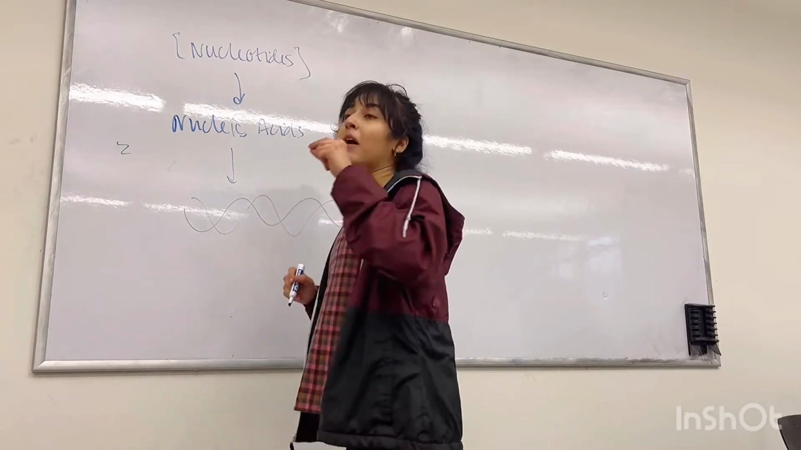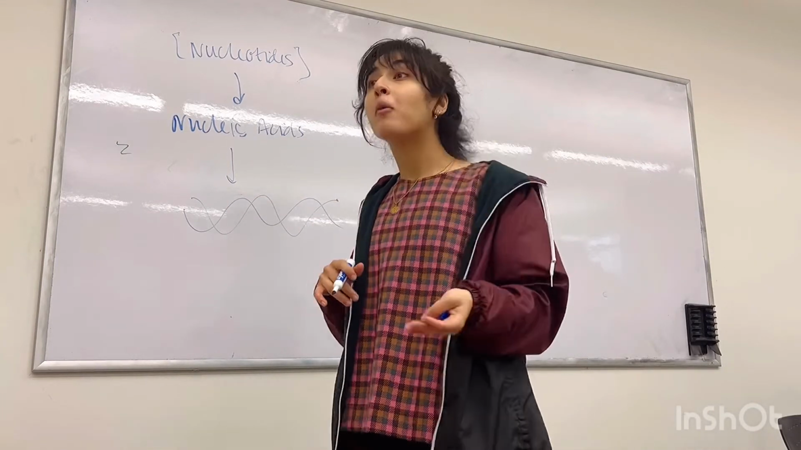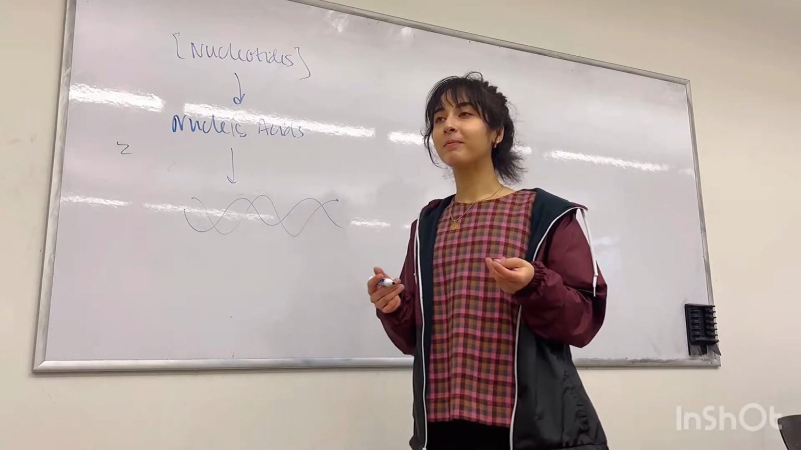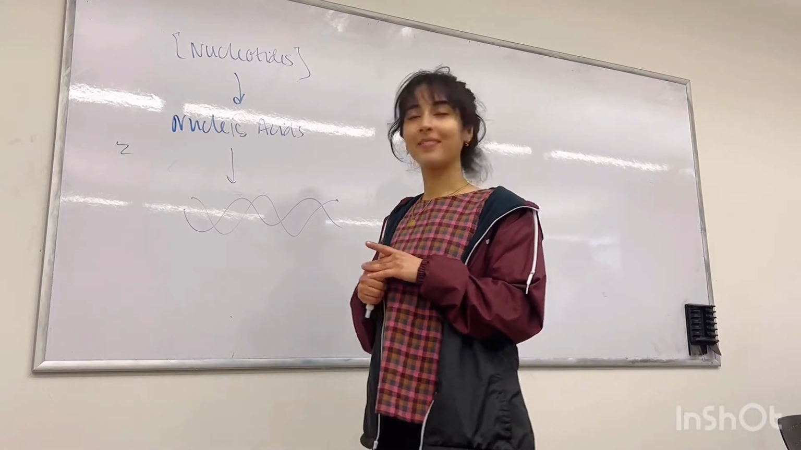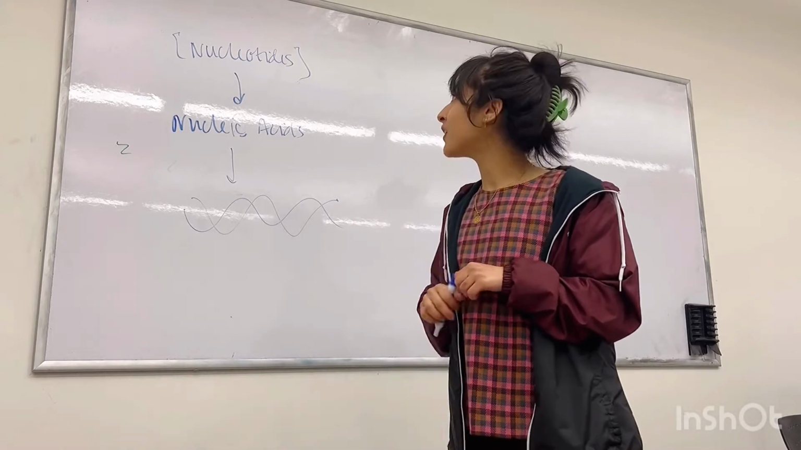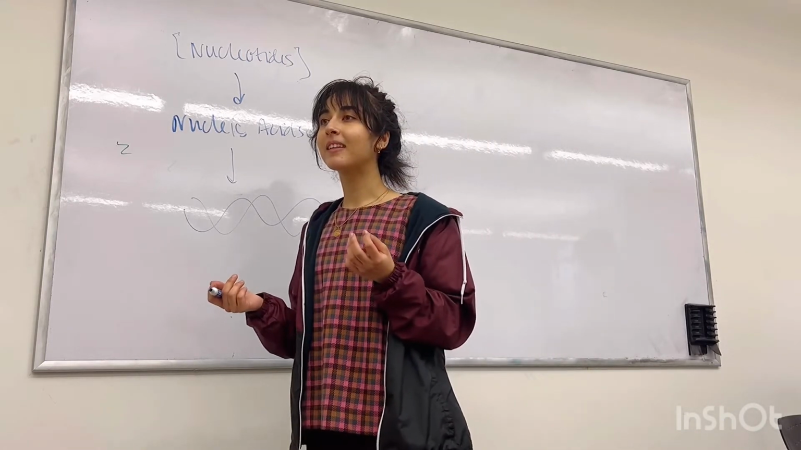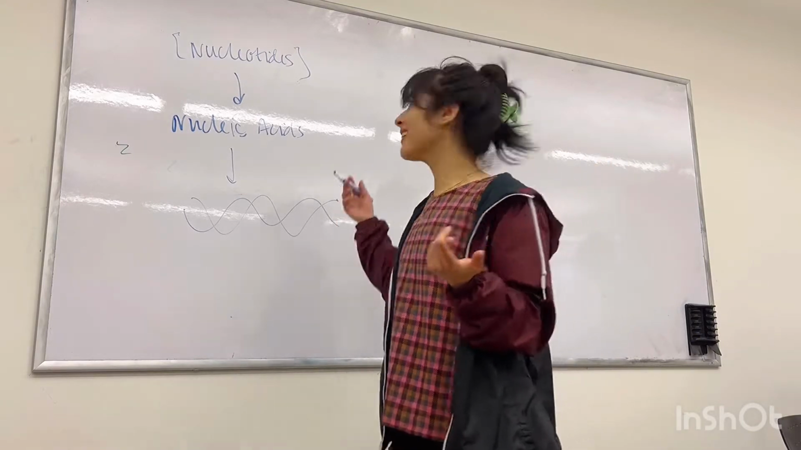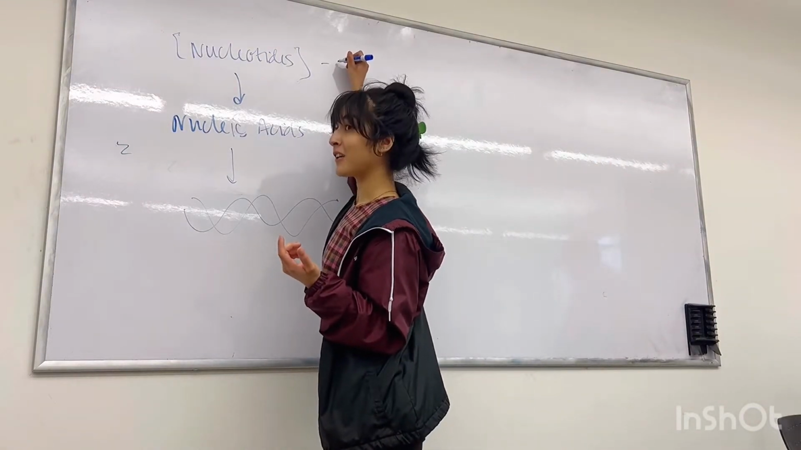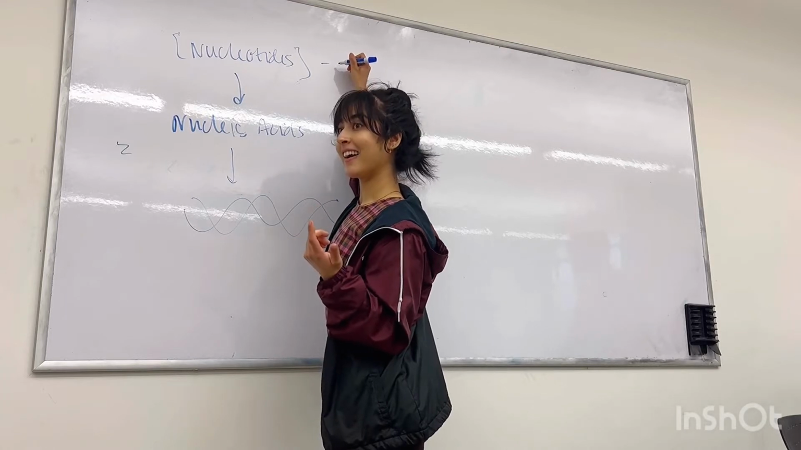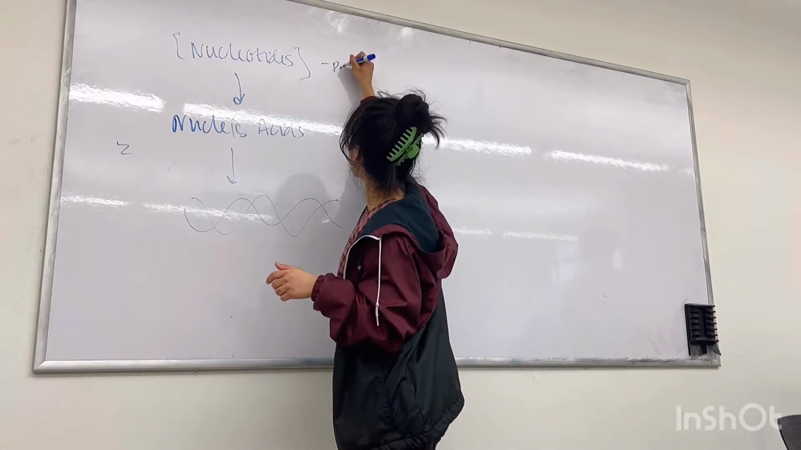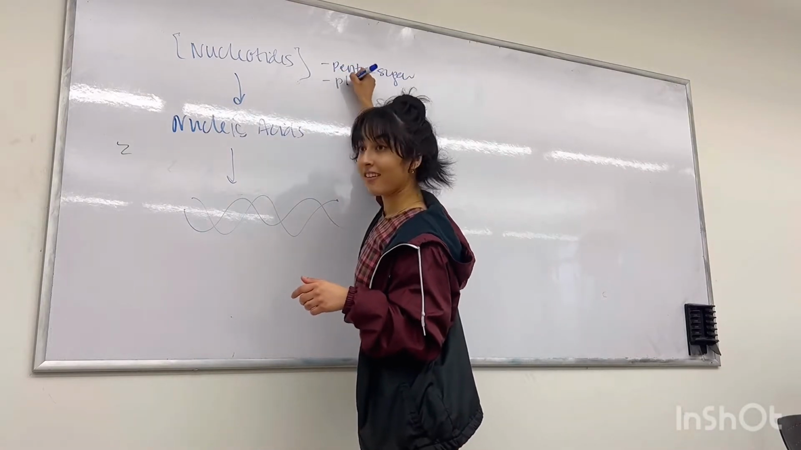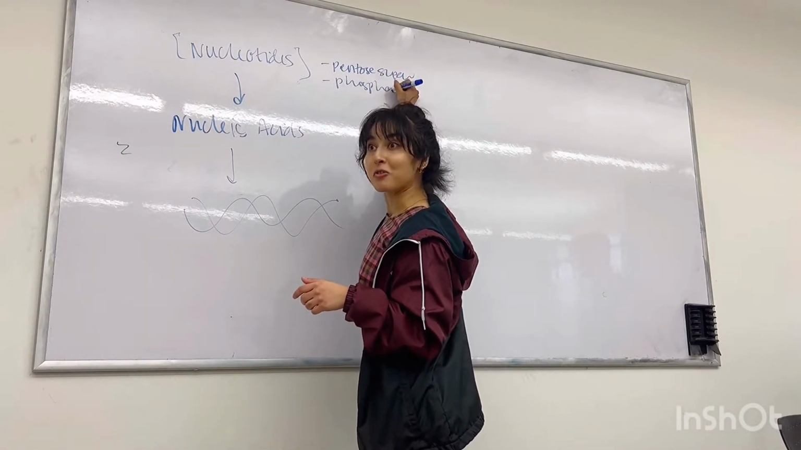So the thing about nucleotides is that you have different components. Do you know the 3 components? The components of a nucleotide would be the phosphate, the sugar, and the base. You're talking about the pentose sugar, the phosphate, and the nitrogen base, right?